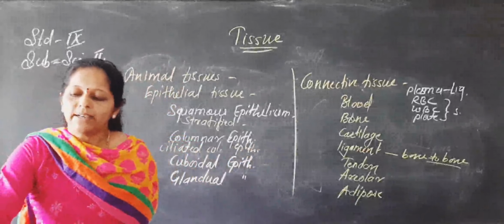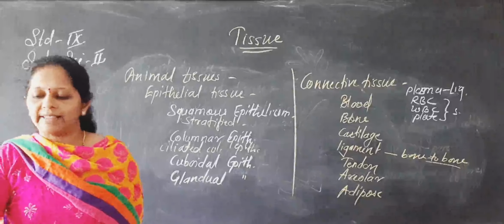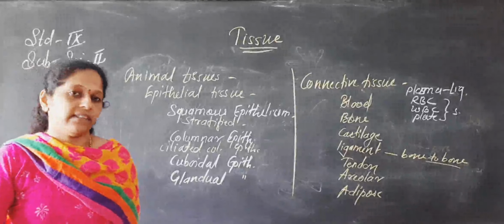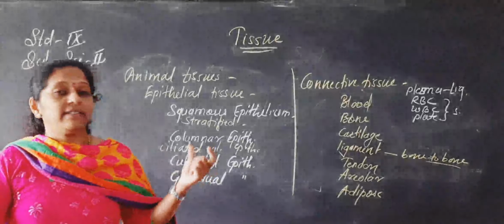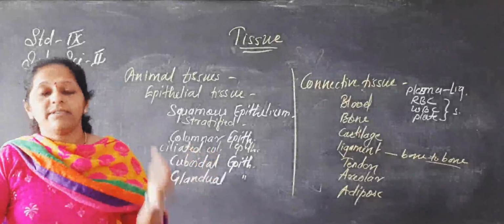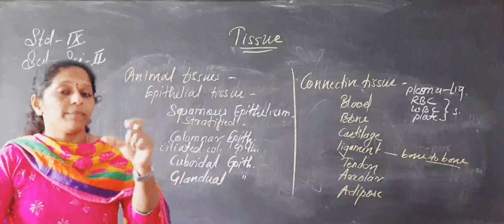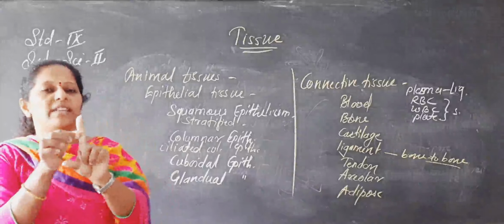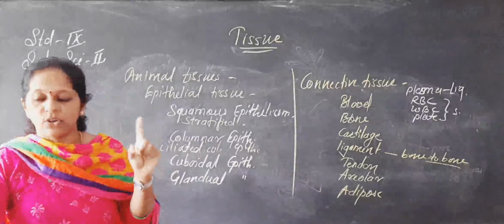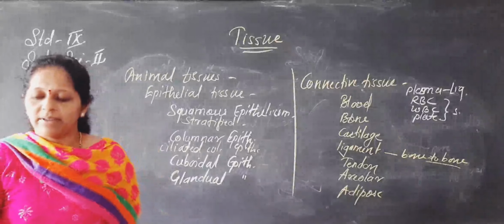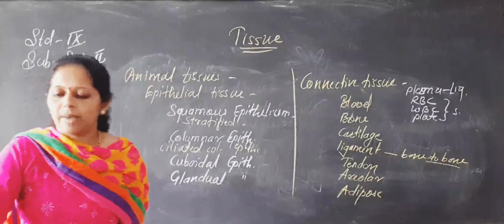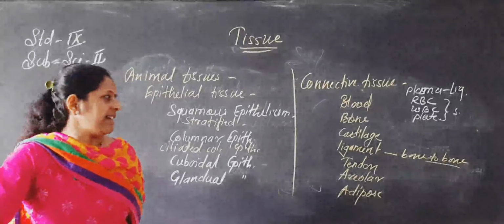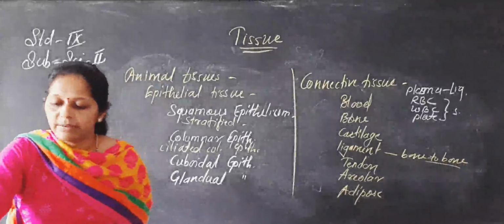This ligament tissue is very elastic and has considerable strength. As we bend, there is a connection between two bones, so it is more elastic and has considerable strength. A ligament contains a matrix, but very little of it.